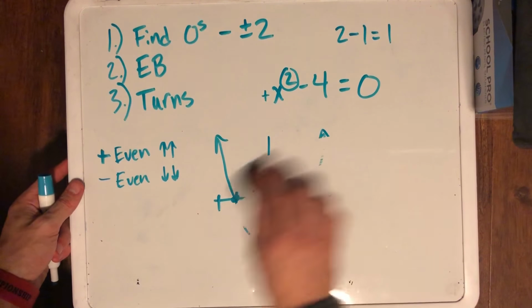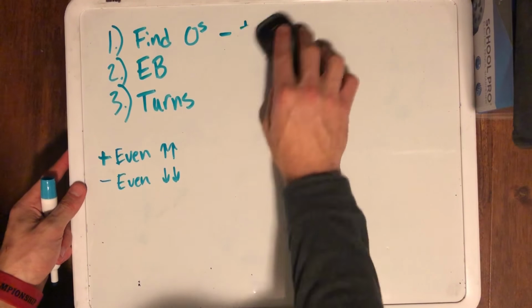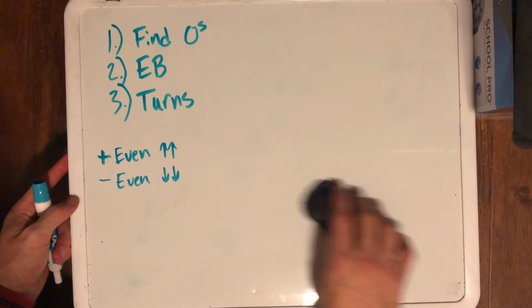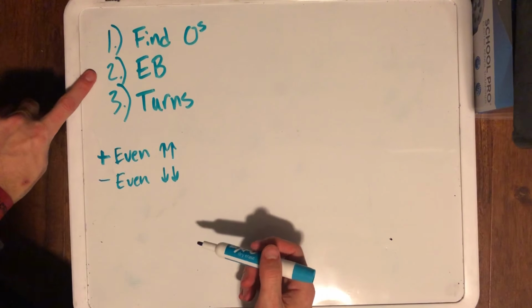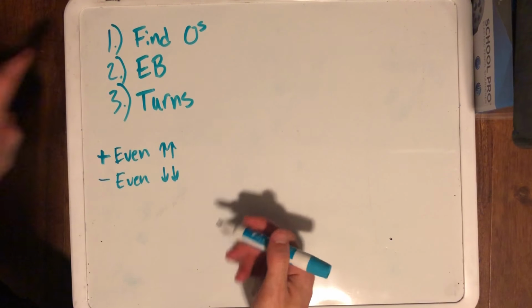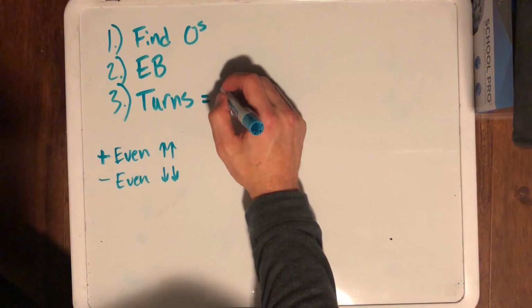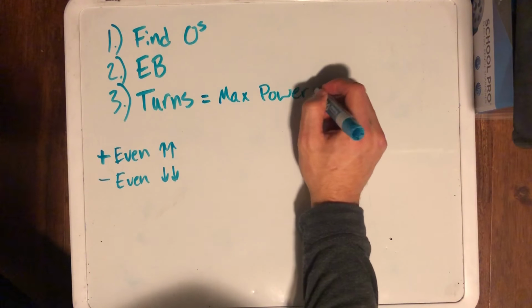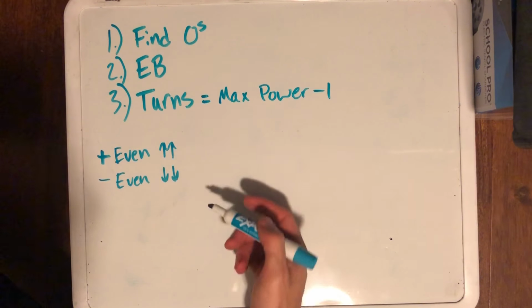So this would be my sketch for x squared minus 4. Awesome. So I'm going to leave our steps, and I'm going to erase everything that wasn't pertaining to that problem. So here's still part of our cheat sheet. And again, this aligns with end behavior, and then turns, I said I'd write this right here: turns equals max power minus 1, and max power being the highest power of the polynomial.